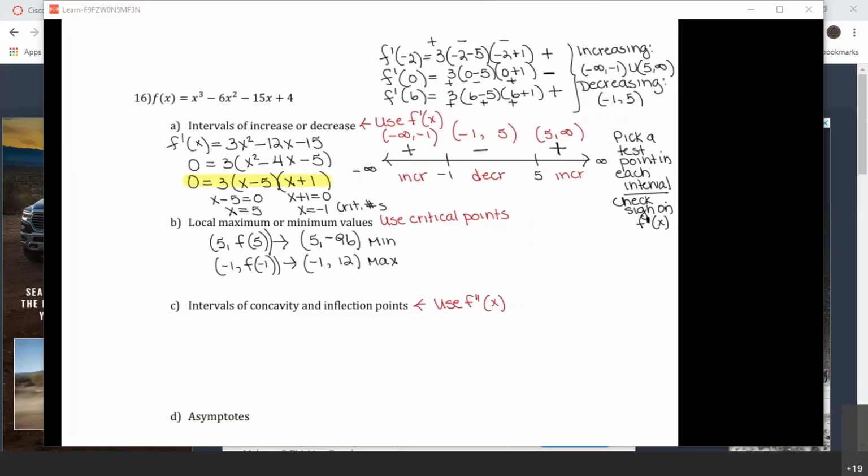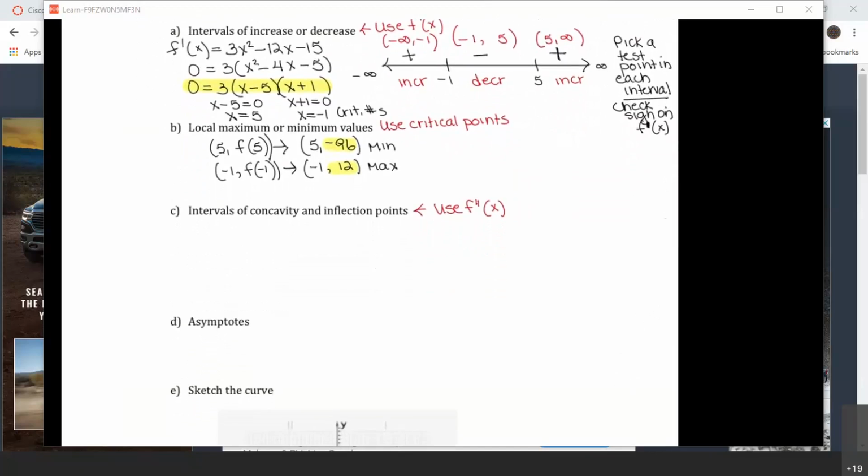And again, remember the actual values of y are the maxes and mins. Okay so far? Yes?